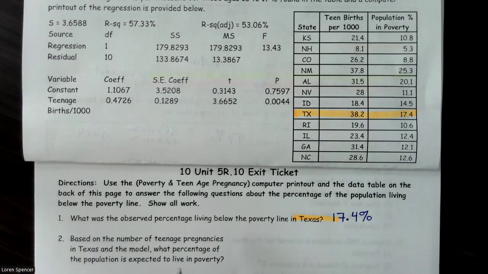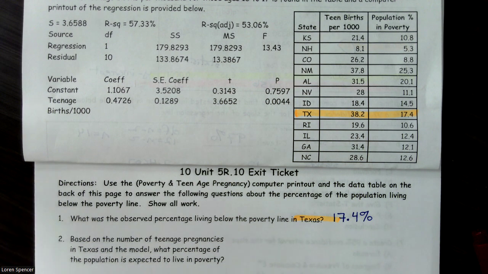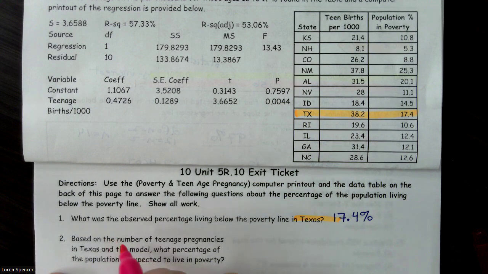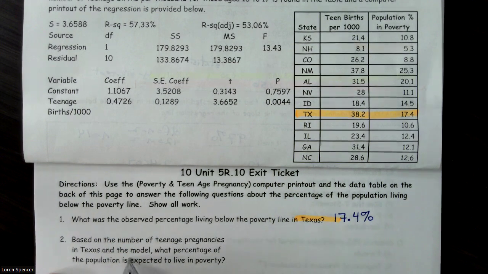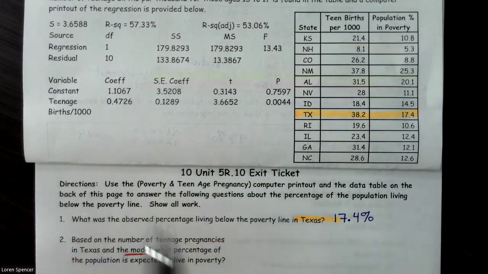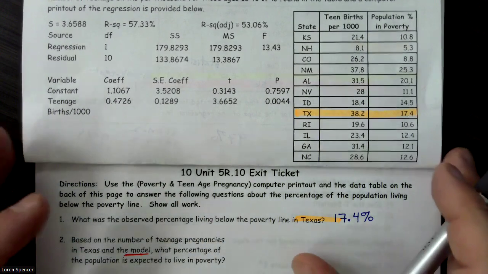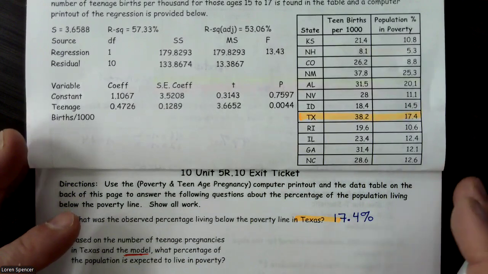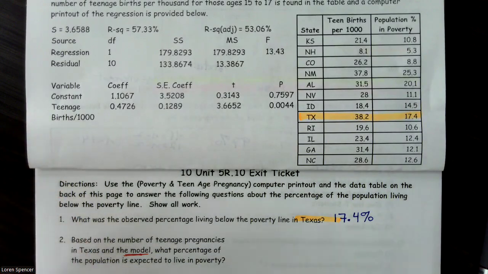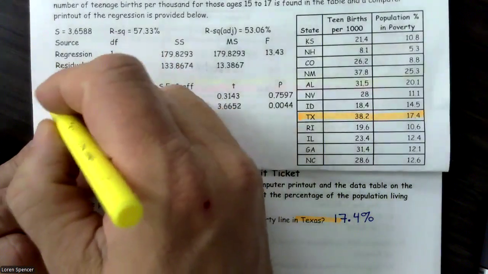Based on the number of teenage pregnancies in Texas and the model, what percentage of the population is expected to live in poverty? It says the model. Well, we haven't made a model yet. We need to go back up and look at our regression equation. The very first thing we need to do is identify our constant.